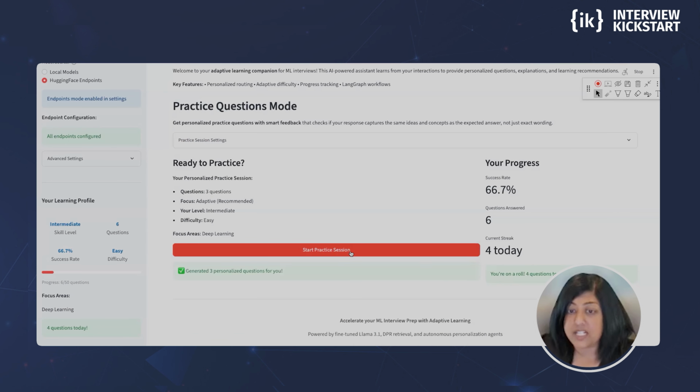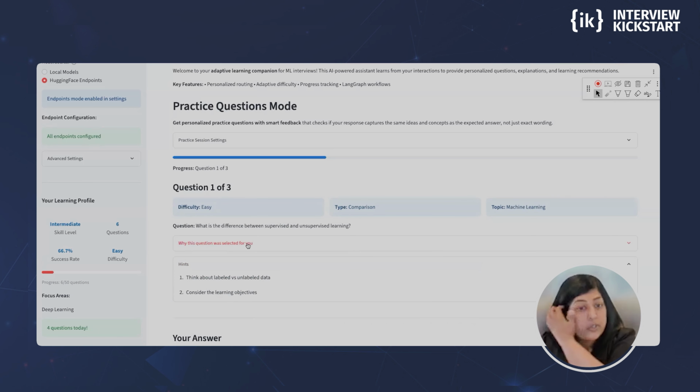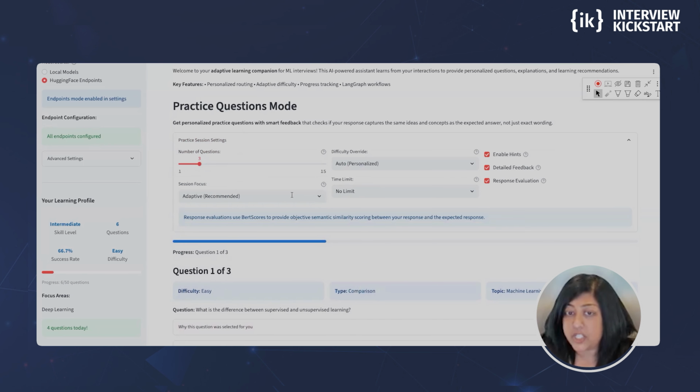So I'm going to start the practice session for the demo user. And in this, I've set 3 questions. You'll see that the first question that's presented is, what is the difference between supervised and unsupervised learning? It's coming from the topic machine learning. And remember, this is an adaptive session, right?